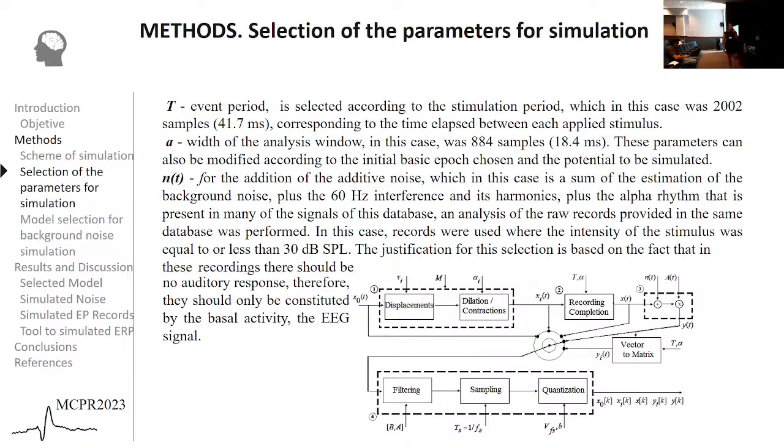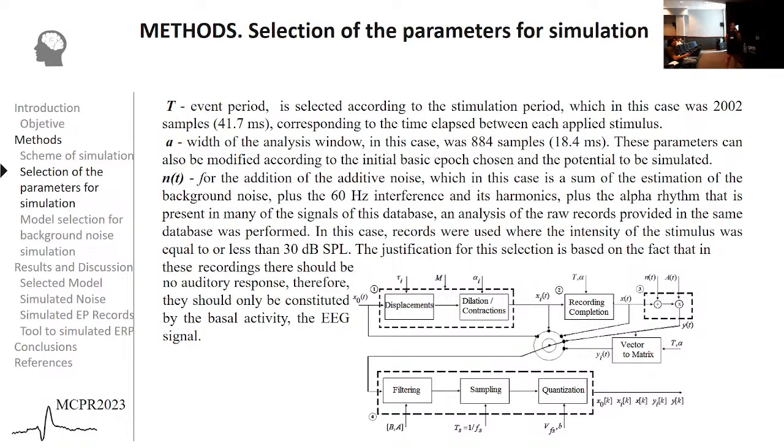A is the width of the analysis window. In this case it was 884 samples. This parameter can also be modified according to the initial basic epoch chosen and the potential to be simulated. It can be changed.